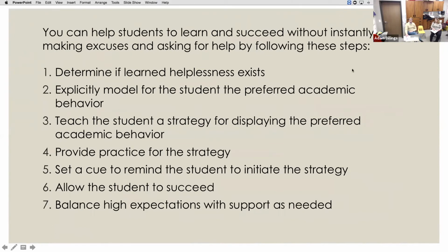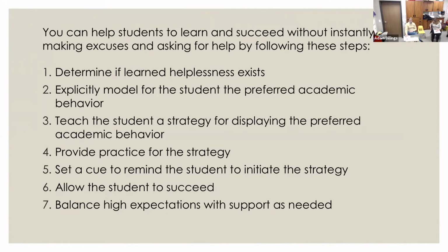So ways that we can do that is, first, determine if learned helplessness exists. Explicitly model for the student the preferred academic behavior. So I had to go back to reading comprehension and show her, look at this part of the question. If you can find that part of the question over here in what you read, you'll be able to find the answer. Which I knew she could do, but I still had to model that and teach her that behavior again. Teach the student a strategy for displaying the preferred academic behavior. Provide practice for the strategy. Set a cue to remind the student to initiate the strategy. Allow the student to succeed, which is very frustrating because this takes a long time.